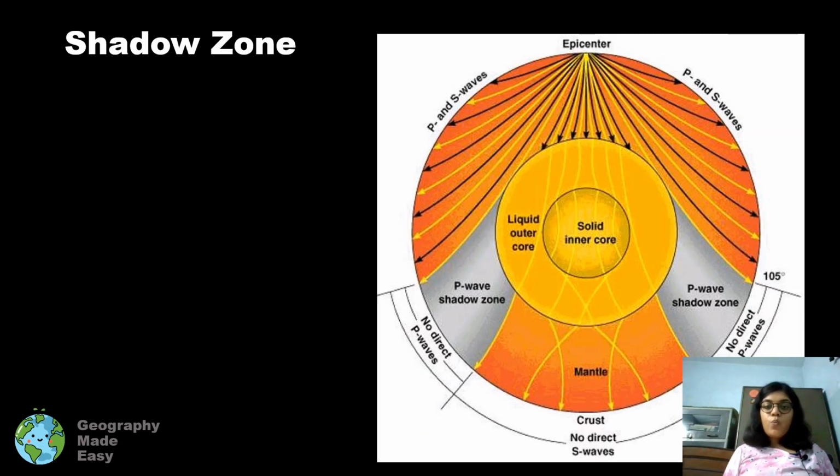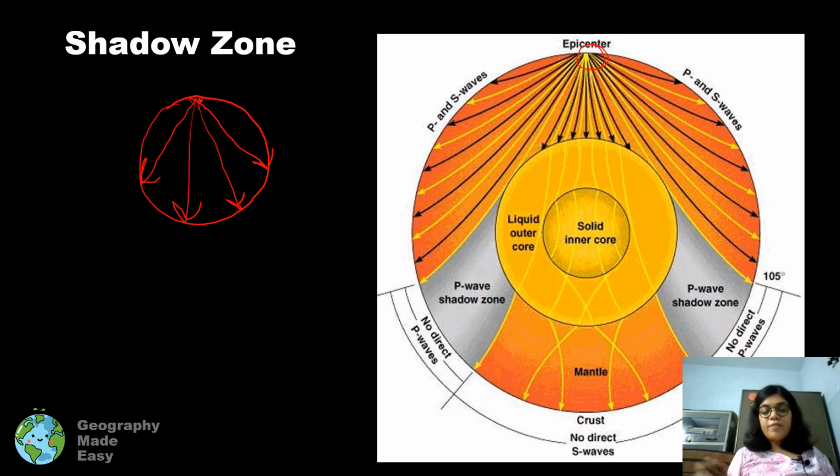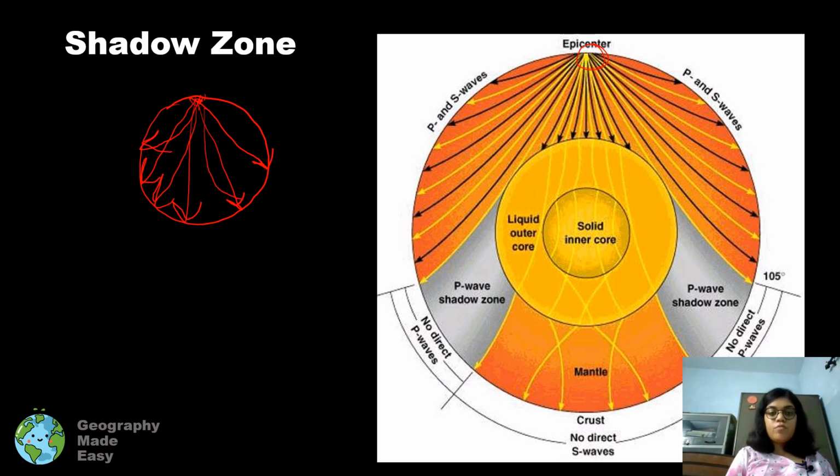So we see that if this is the earthquake epicenter, usually when an earthquake is originating, it actually doesn't originate at the surface, it originates a little below the surface. Usually we see that the waves should travel in straight lines in this manner. But because these are waves and because of refraction, we see that the waves will travel in a curved path. So in this way. So this is how the motion of the earthquake waves will take place.